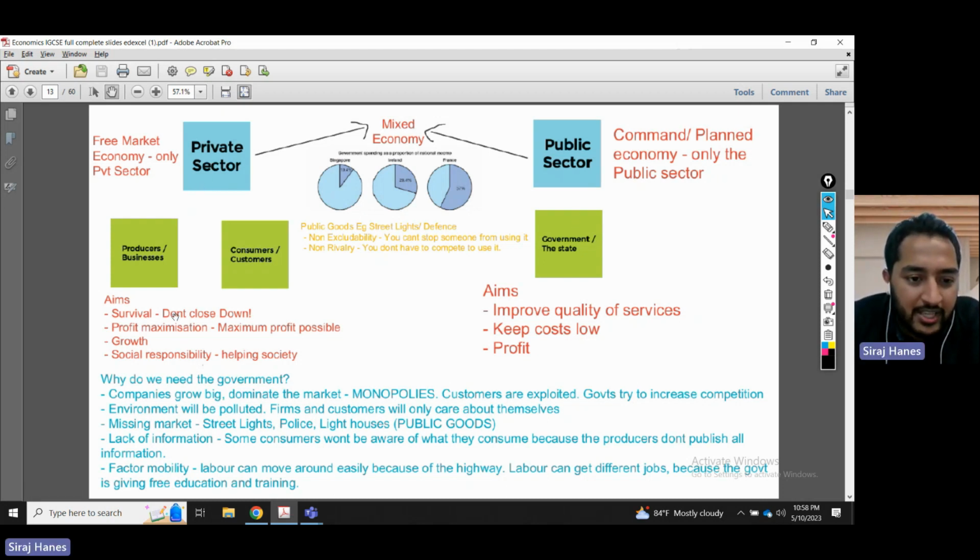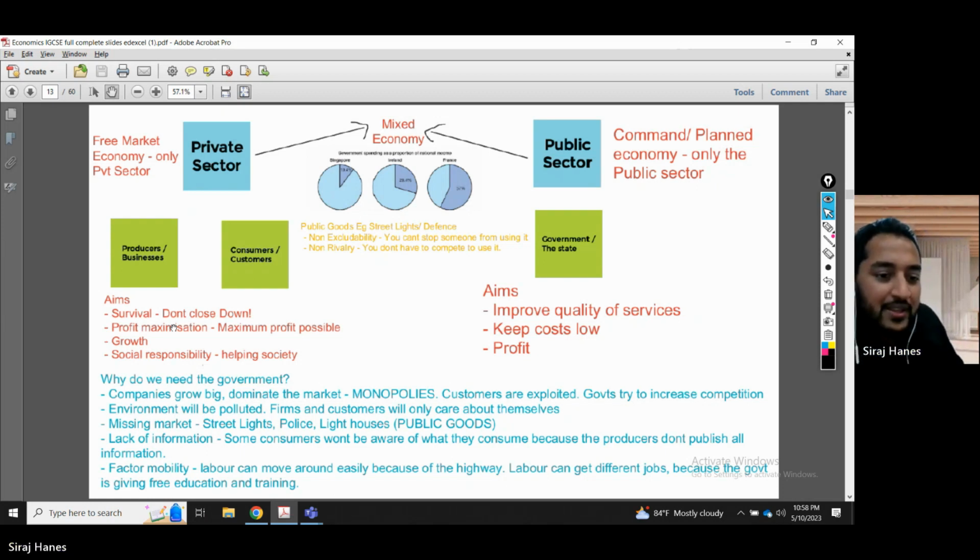Let's look at the private sector aims, okay? If you are a private sector business, what is your aim? You want to survive. The first thing, don't close down. You start a business, don't aim for profits. First thing you aim for, don't close down. Let's survive. Then let's aim for profits. Then let's aim for growth. Sometimes we may aim for social responsibility. Let's help society.